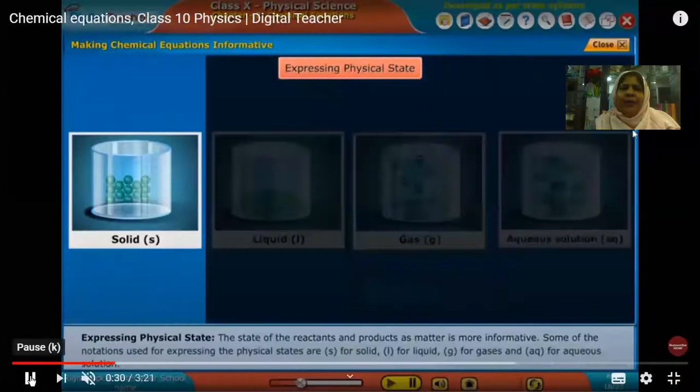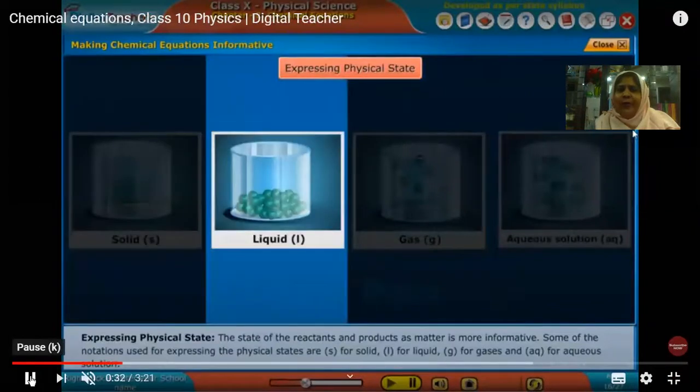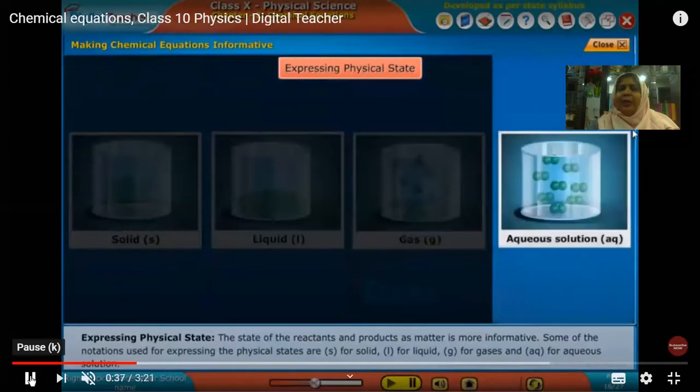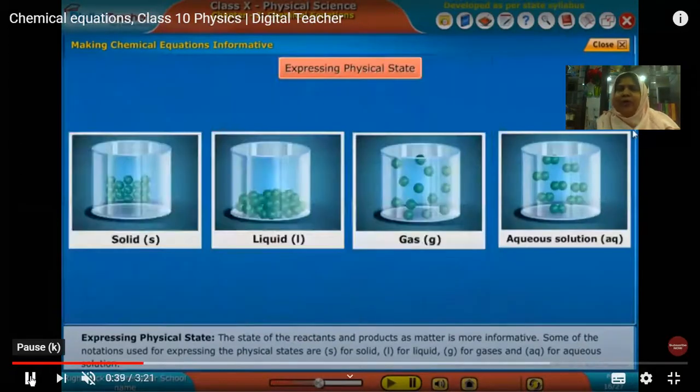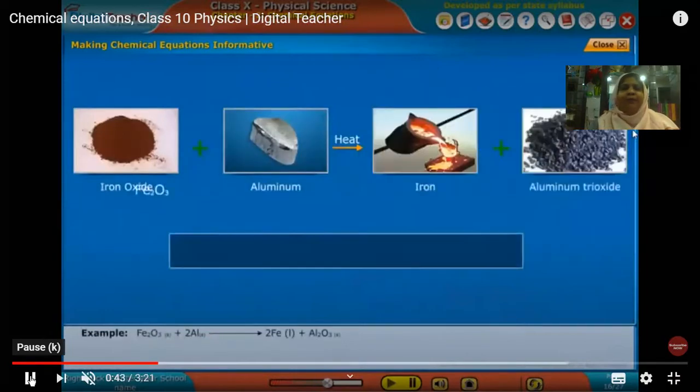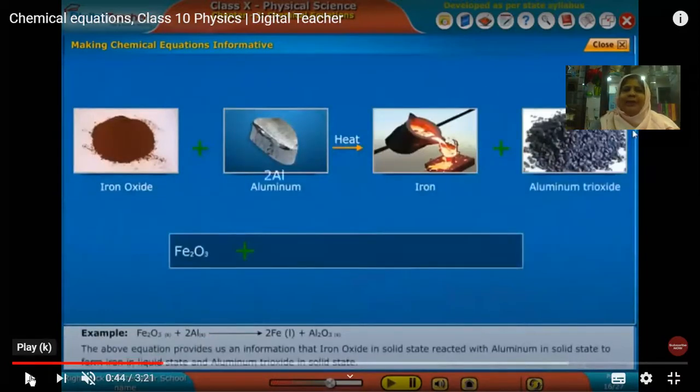These are the common ones which, once the school reopens, you can see in the lab: how these reactions take place and how precipitates are formed. You have already done it most of the time in school. So now let us see what happens in this reaction. Fe2O3 is ferric oxide or iron oxide.